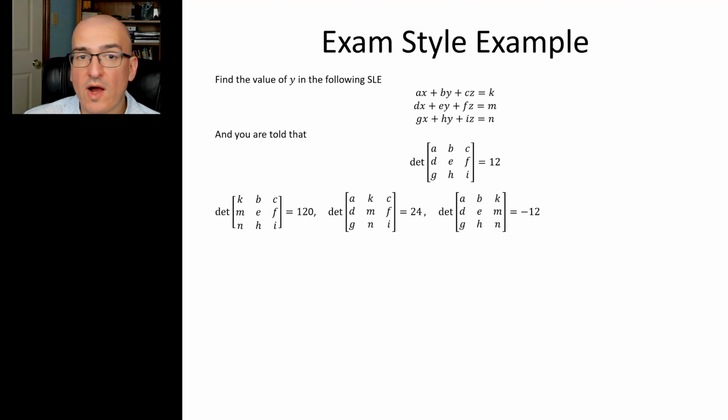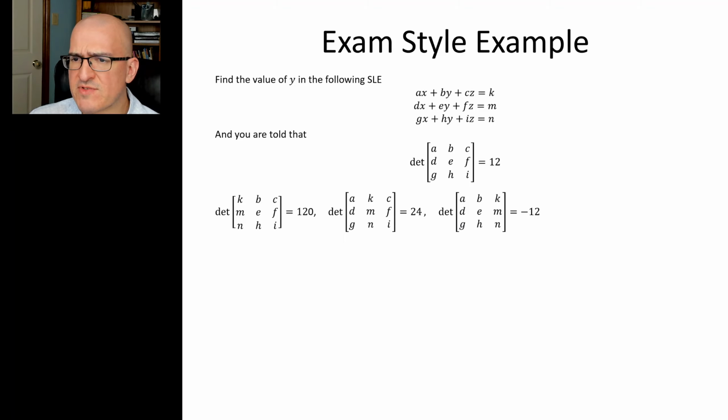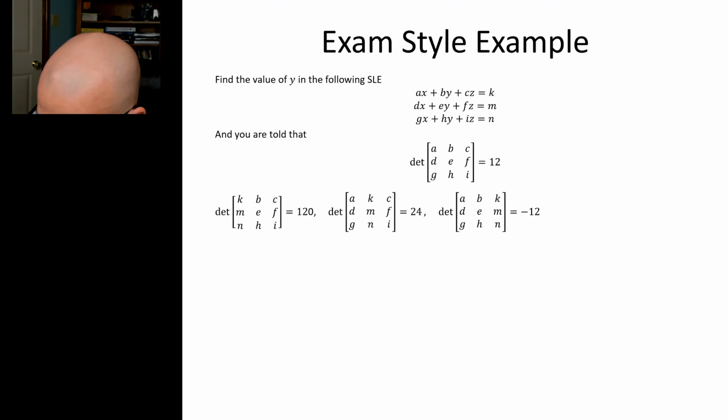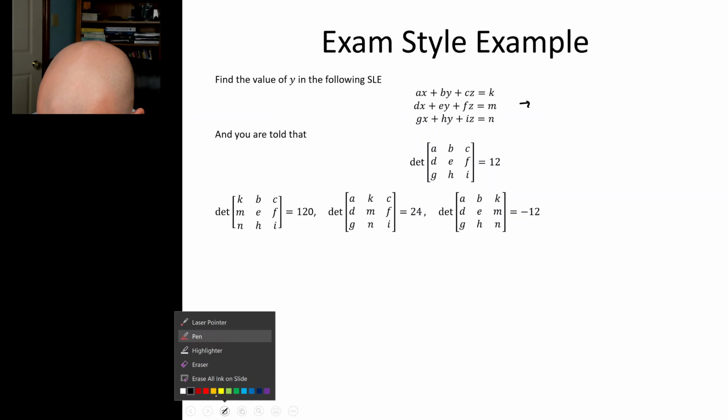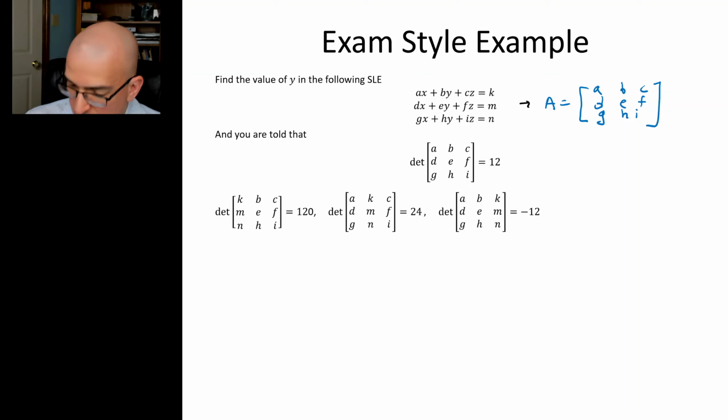We're asked to find the value of y in the following system of linear equations. So we get ax plus by plus cz is equal to k, dx plus ey plus fz is equal to m, gx plus hy plus iz is equal to n. And we're told that the determinant of the coefficient matrix, so this has a coefficient matrix A, ABC, DEF, GHI. This says that the determinant of A is equal to 12.